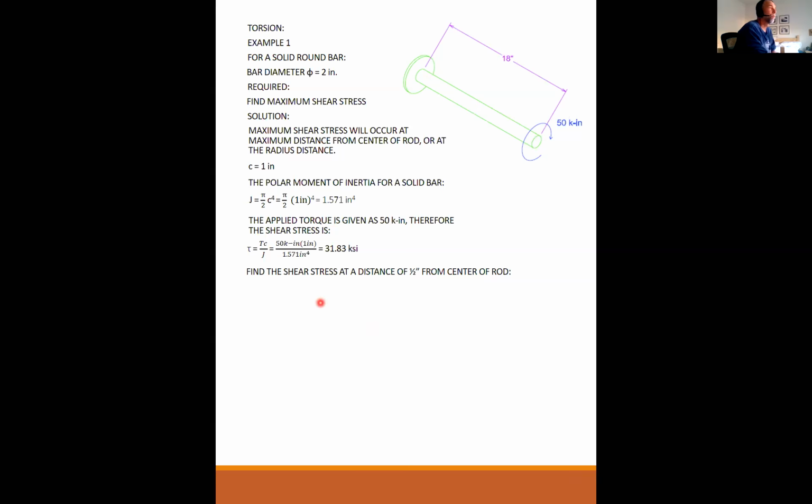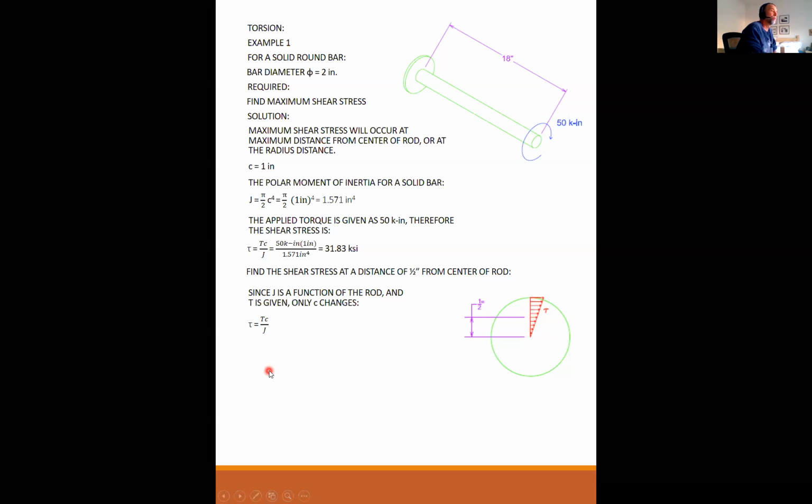Okay, but what if I want to find a shear stress at a distance of a 1/2 inch from the center of the rod? So not at the skin, but halfway. What is my stress halfway? Since J is a function of the rod and the torque is given, the only thing that would change is little c, the radius. So here's a cross section. Really, anywhere along this rod, this is a cross section that looks like this. We just found that this stress is 31.83. What is this stress right here at a 1/2 inch?